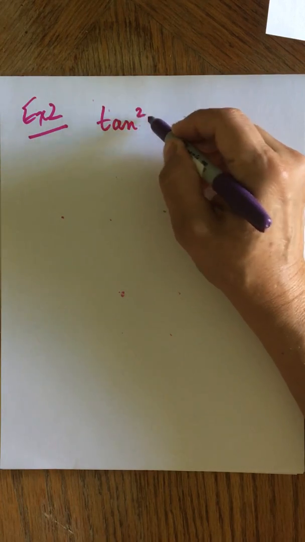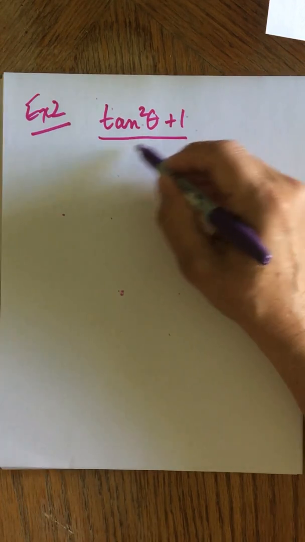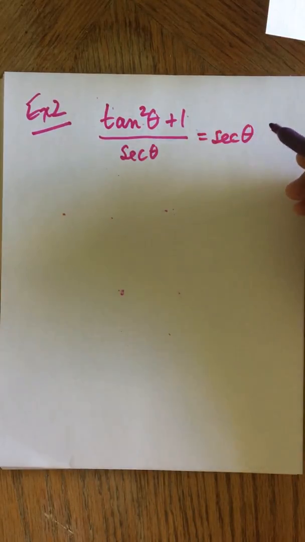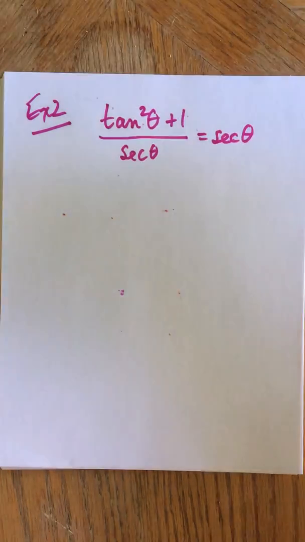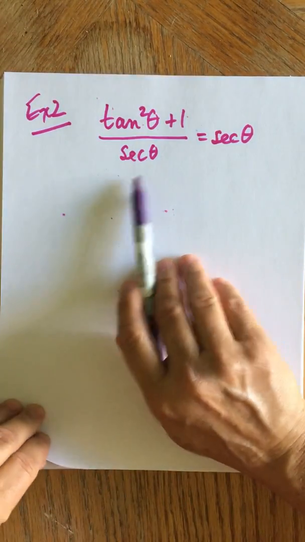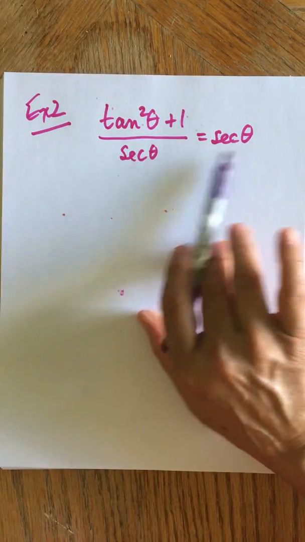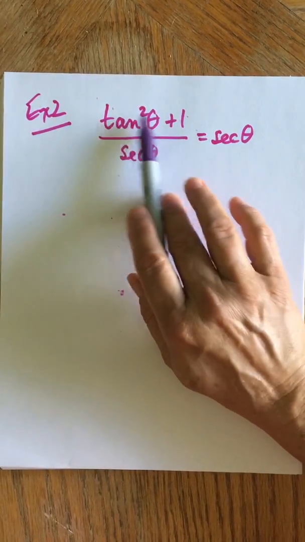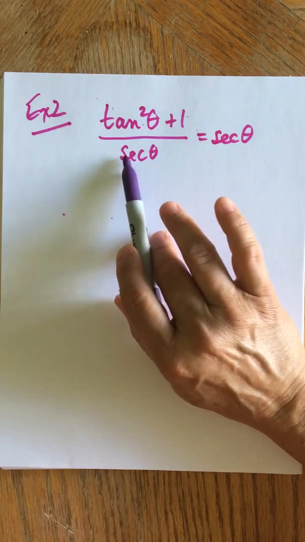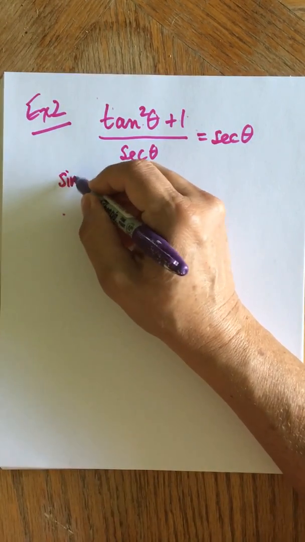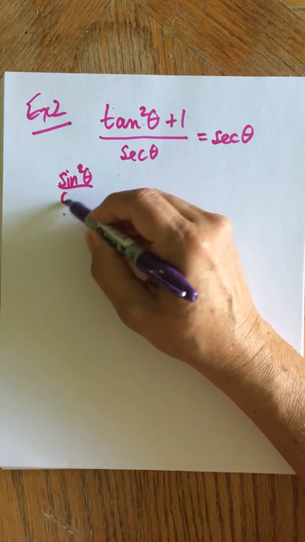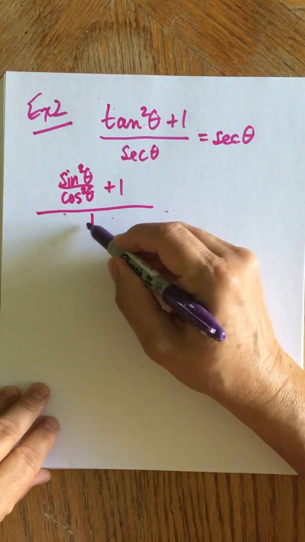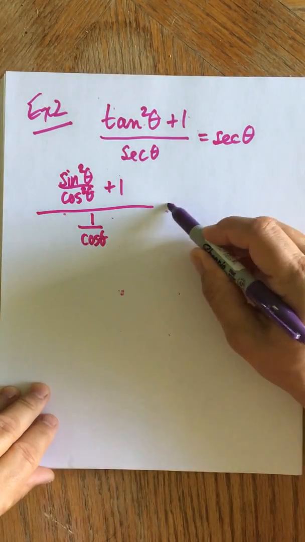Tangent squared of theta plus 1 over secant theta is equal to secant theta. Okay, so here, again, this side looks more complicated to me than this side. Looks a little odd that I already have secants on both sides, but I've got to just start working it out. So I'm going to again break these down into sine and cosines. So tangent squared is sine squared theta over cosine squared theta, plus 1 over secant theta, which is 1 over cosine theta.